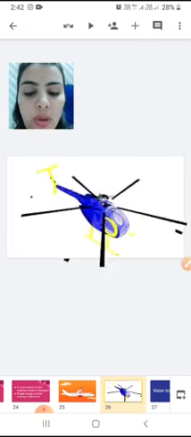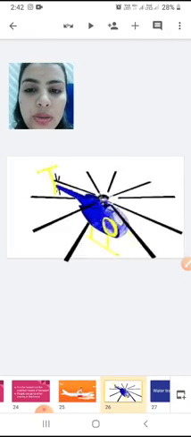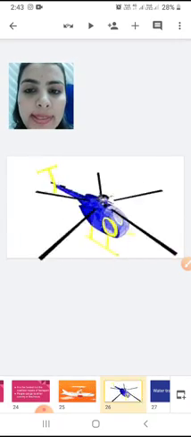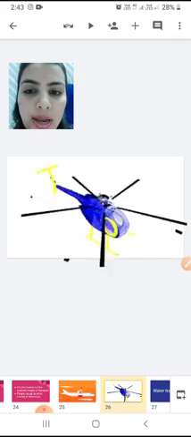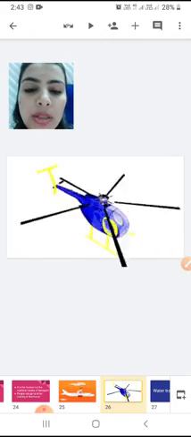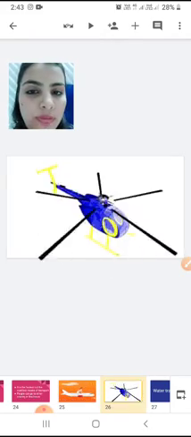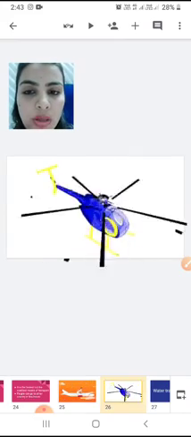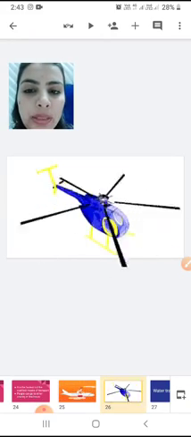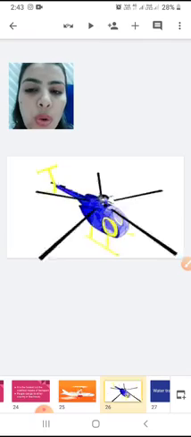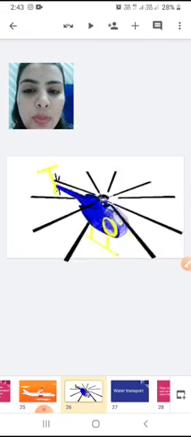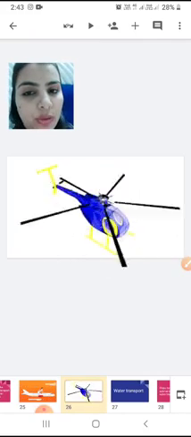Next is the helicopter. Helicopter is also another means of transport. Aeroplanes travel high in the sky above the clouds, but a helicopter does not fly in the clouds, only above the ground. It is in the air but not in the clouds. It is also used to transport people from one place to another.